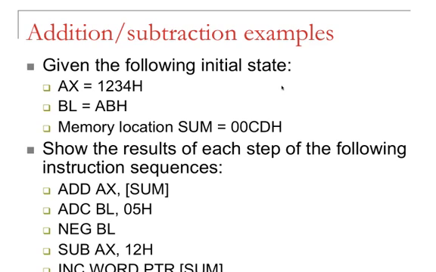All right, let's look at some examples. Assume that we have these initial values in the registers AX and BL. AX is a 16-bit register. We have 1234 hexadecimal, and in BL we have AB. And in memory location sum, we have this word 00CD. So we're not specifying the segment base, but by default we know it's DS.